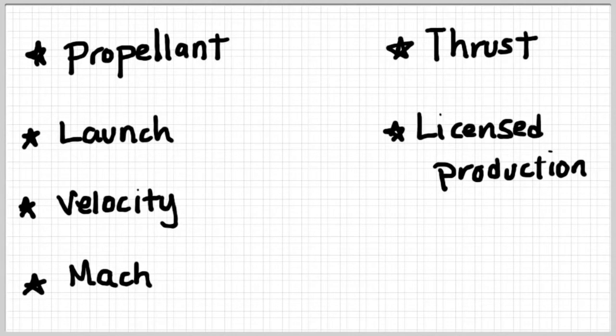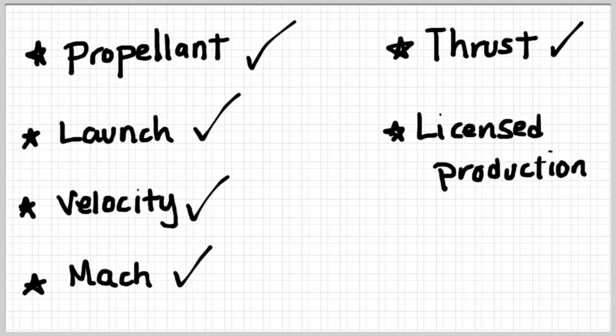So let's check the pronunciation first. We have propellant. Propellant. And then we have the next word, which is a verb, and it's launch. Launch. The next word here on our list is velocity. Velocity. The next word is Mach. Mach. Next word is thrust. Thrust. We're going to talk a little bit about that pronunciation later on. And licensed production. Licensed production.